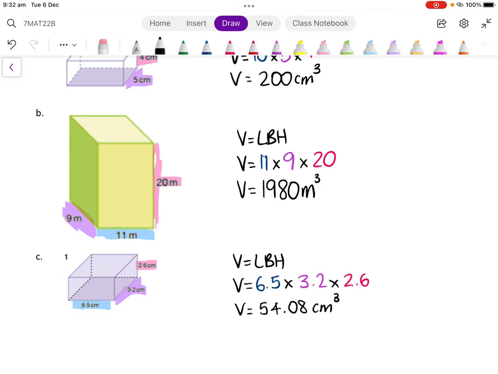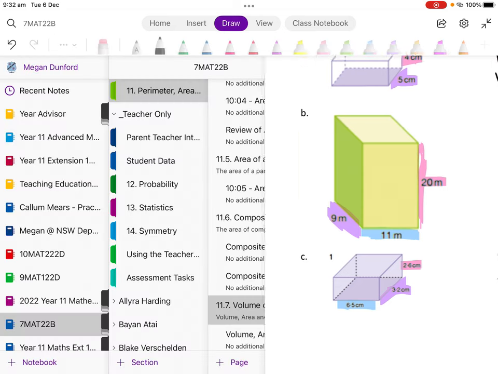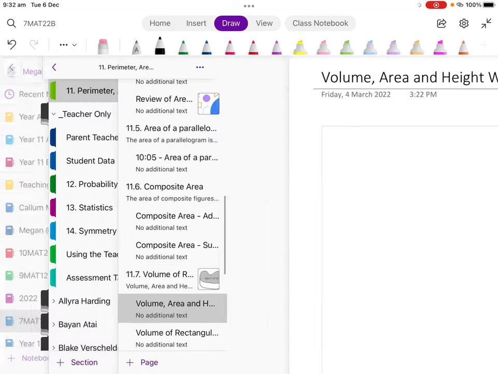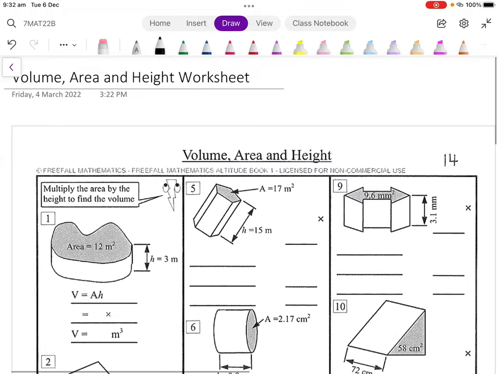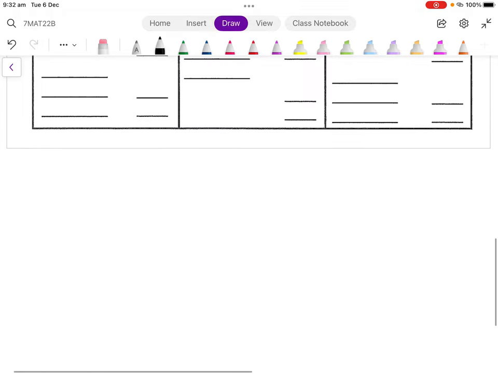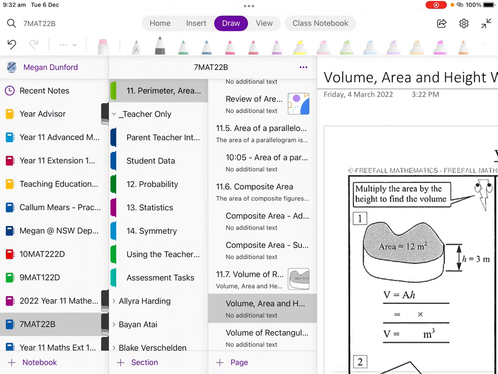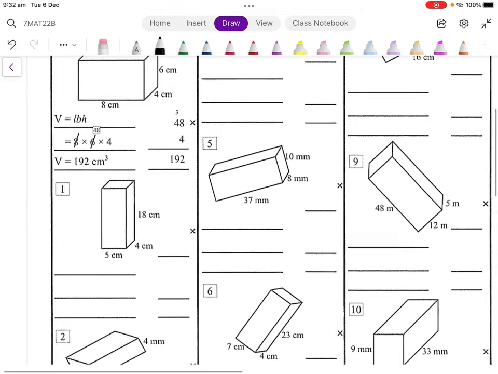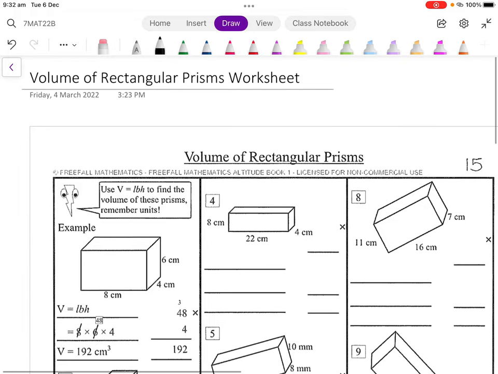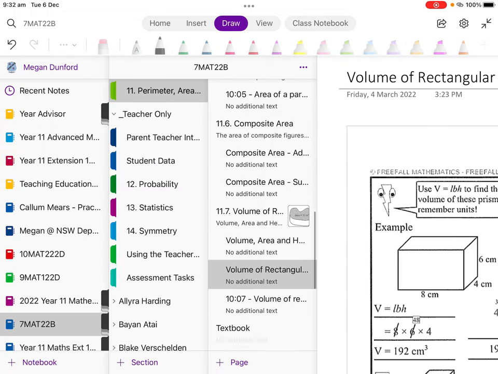Okay, what you're going to do now is have a go at a double-sided worksheet, and once you finish that, you're going to go onto OneNote and have a go. So this is the worksheet that you're going to have a go at. It should be double-sided. Okay, and there's the other side. So you're going to do one side on your rectangular prisms, one side on your volume of area and height.